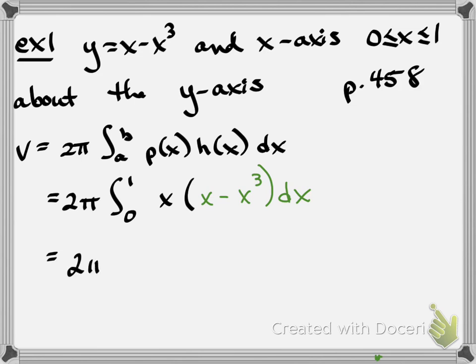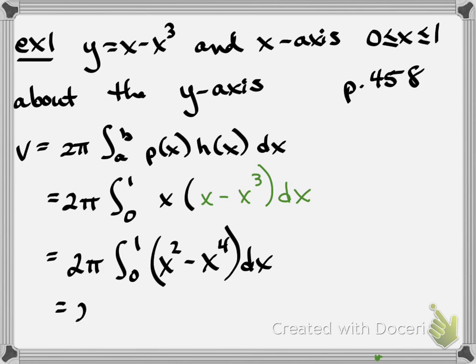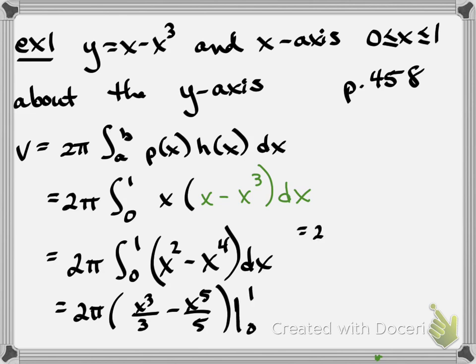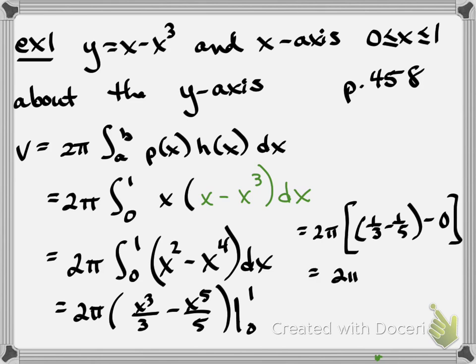So it's 2 pi integral from 0 to 1 of x squared minus x to the 4th dx. That's 2 pi times x to the 3rd over 3 minus x to the 5th over 5 from 0 to 1. So that is 2 pi times 1/3 minus 1/5 minus 0. So that's 2 pi times 5 minus 3 over 15, which is 2/15. So that is 4 pi over 15.